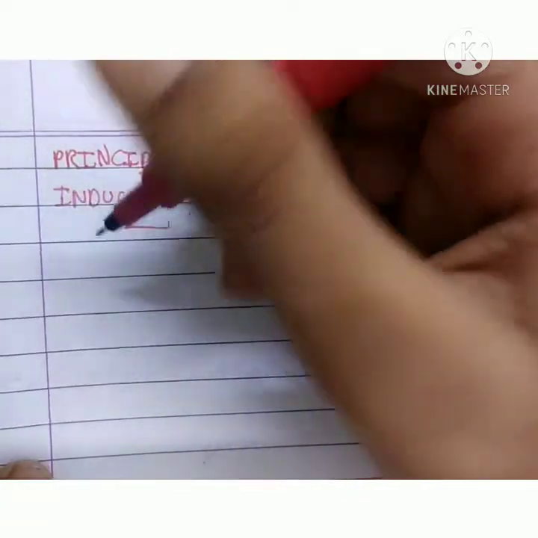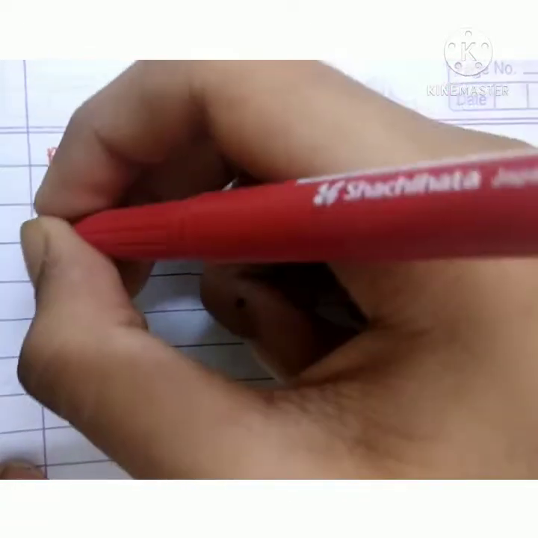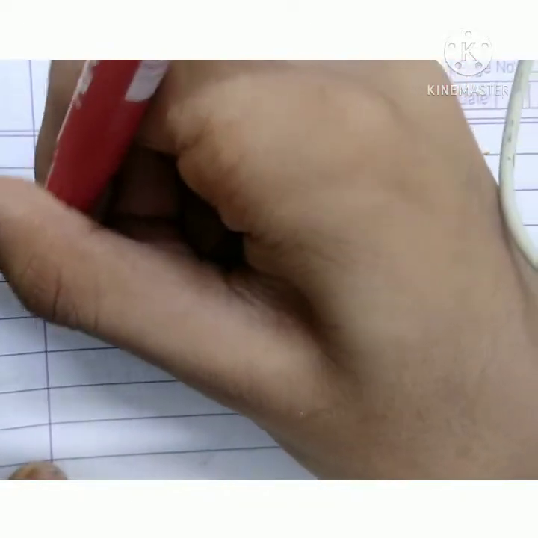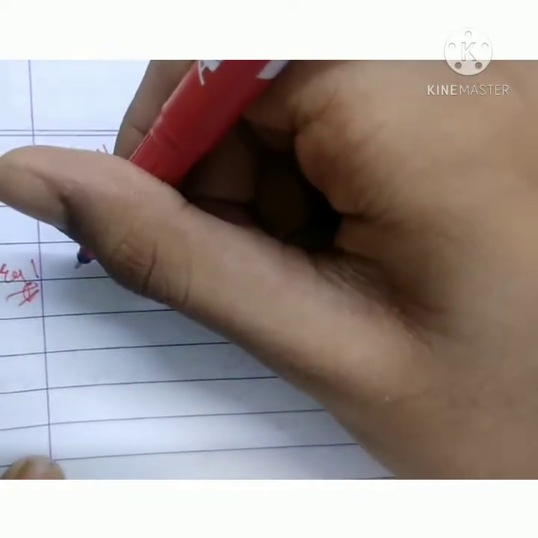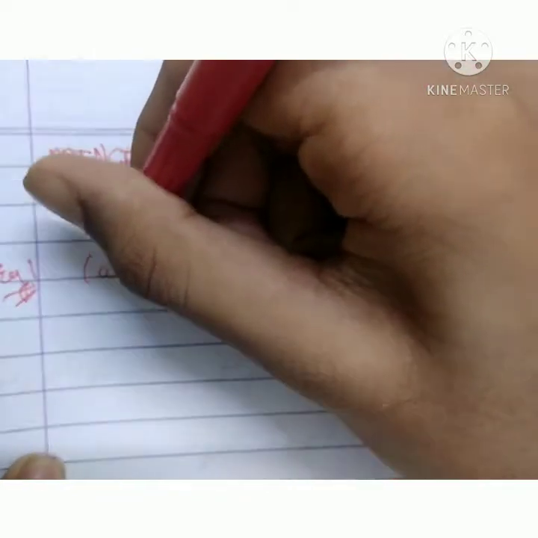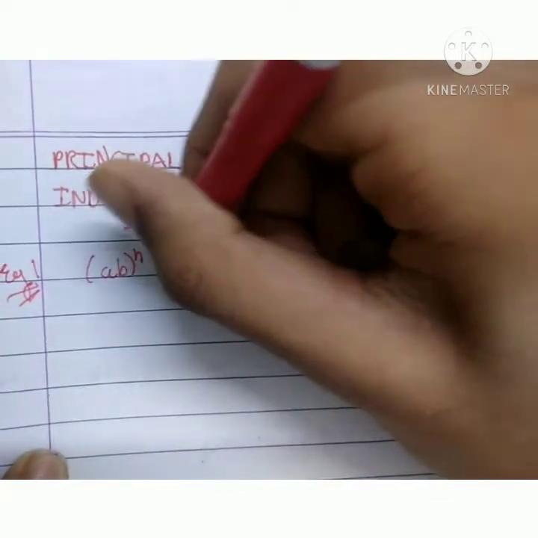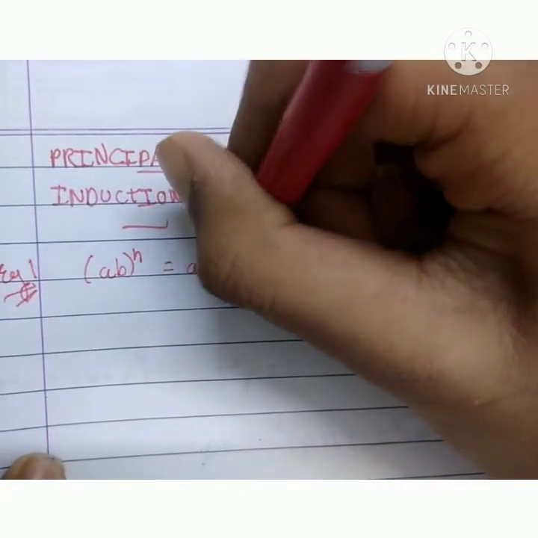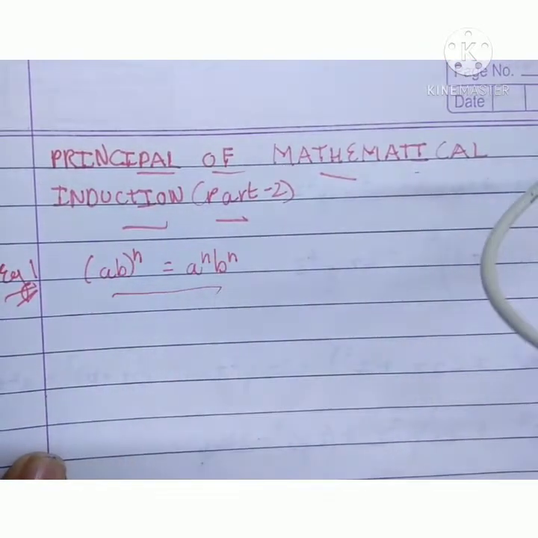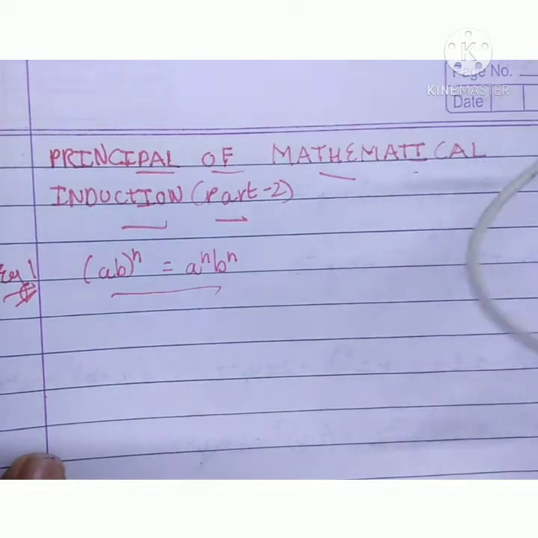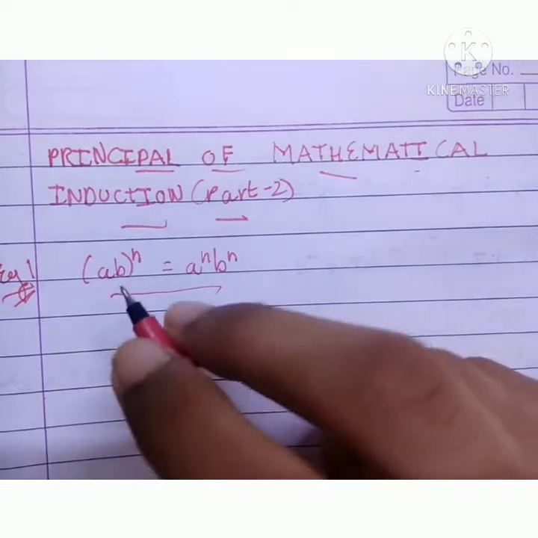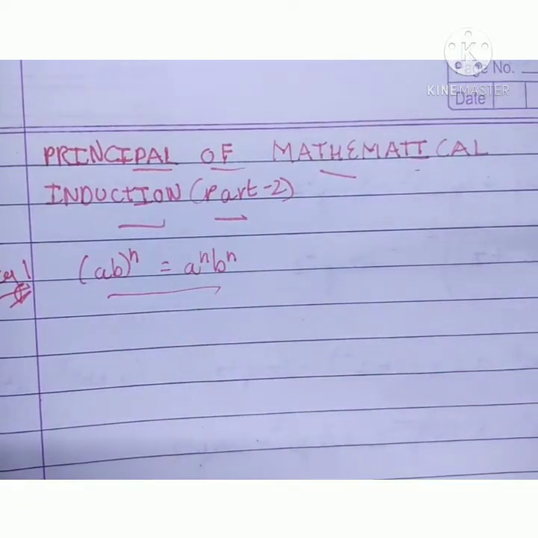In this part 2, we are going to study some different and high-level sums about the principle of mathematical induction. The first sum says that we have studied a law of exponents, that (ab) raised to n is equal to a raised to n, b raised to n. Now we have to prove this law by the principle of mathematical induction. Let's see how we can do it.